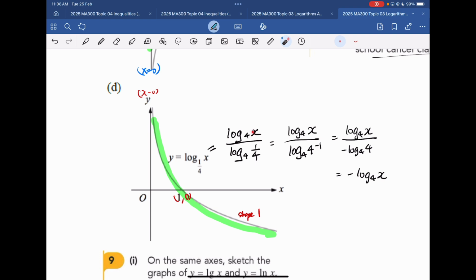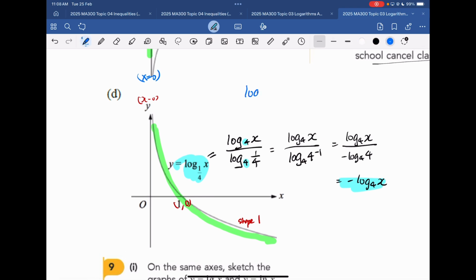The first, I do change of base. So I change the new base to 4 and 4. End of the day, what I'm trying to tell you is that in general, the formula is that log base a of x is the same as negative log base 1/a of x. You can also say that log base 1/a of x is the same as negative log base a of x. They are the same. And you see that it's downward sloping.